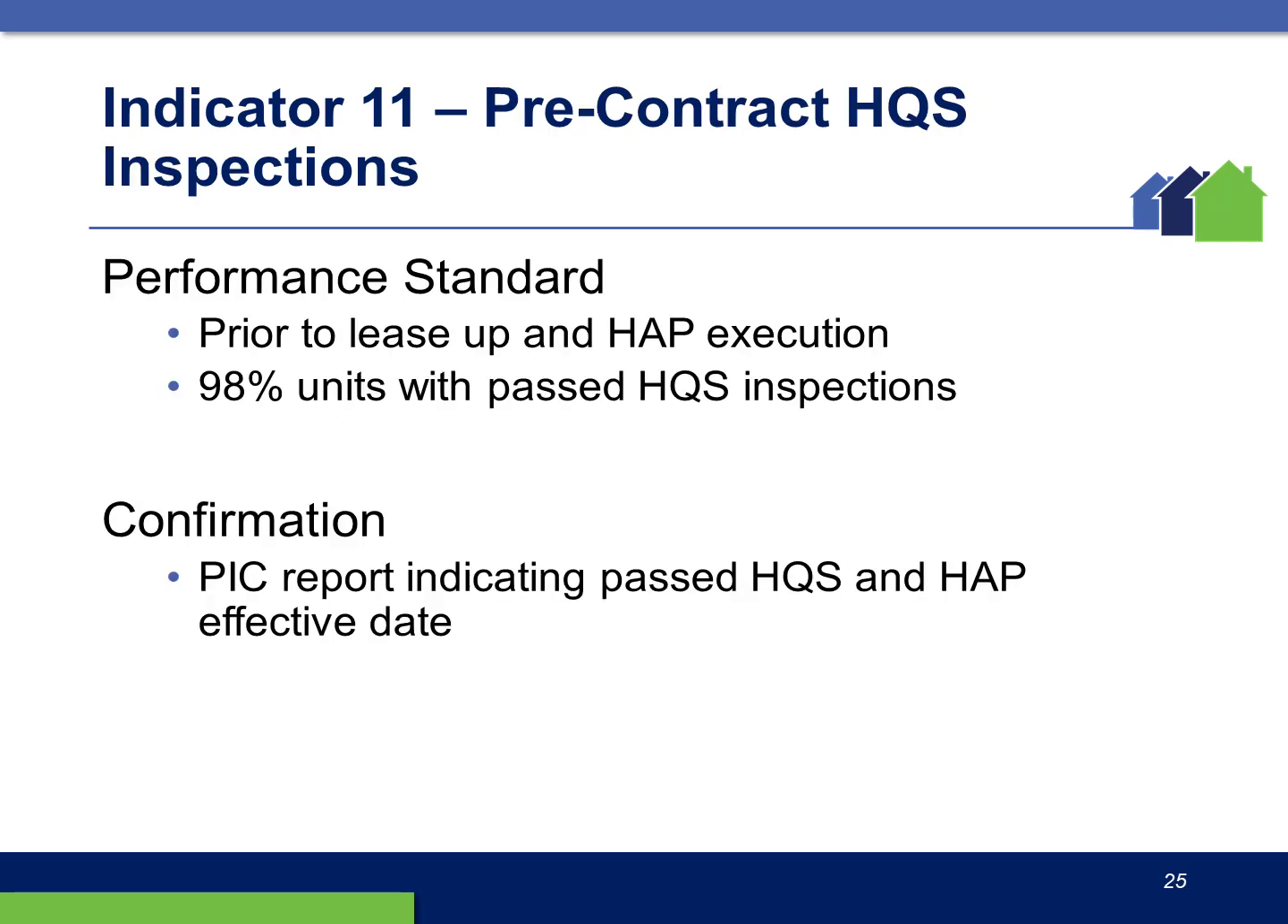Indicator number 11 looks at pre-contract HQS inspections. In this indicator, HUD is looking to see that 98% of units leased in the fiscal year will have had a past HQS inspection before the beginning date of the assisted lease and HAP contract. This information is confirmed through a PIC report showing date of past inspection and date of move-in, transaction type 1 for new admissions or 7 for moves.